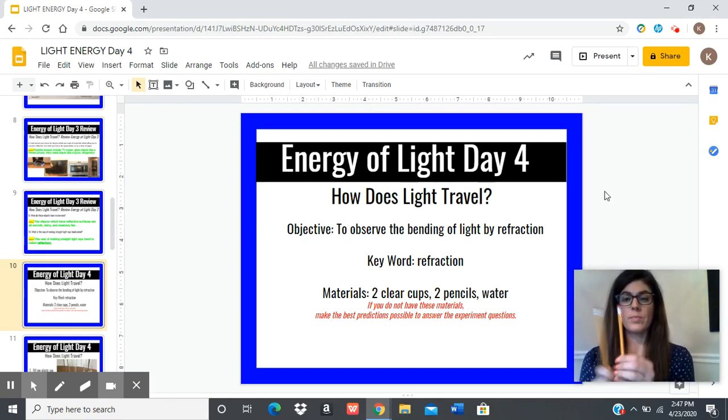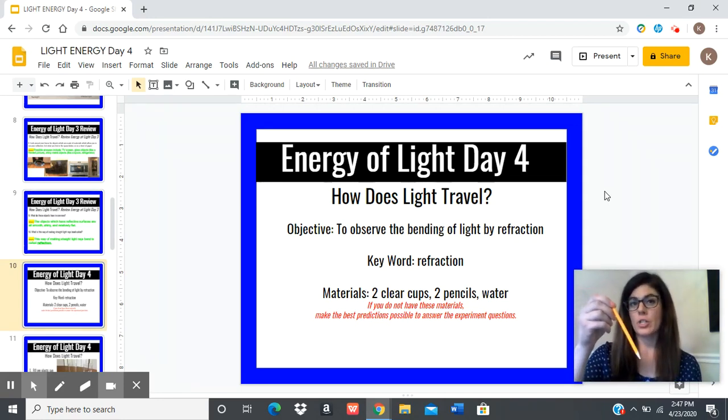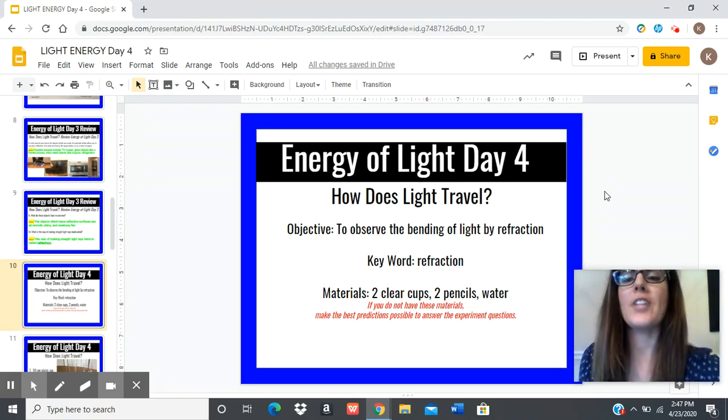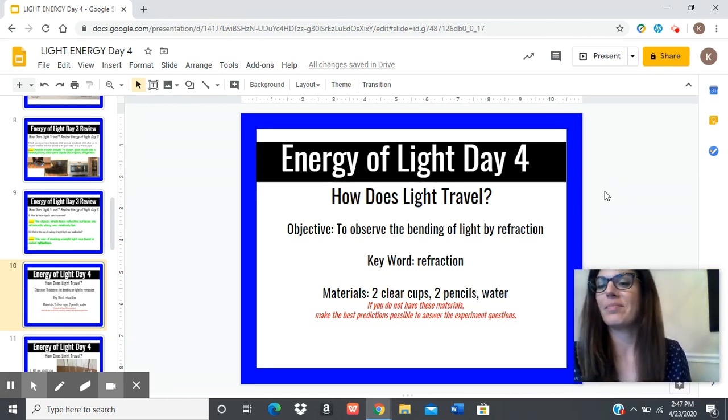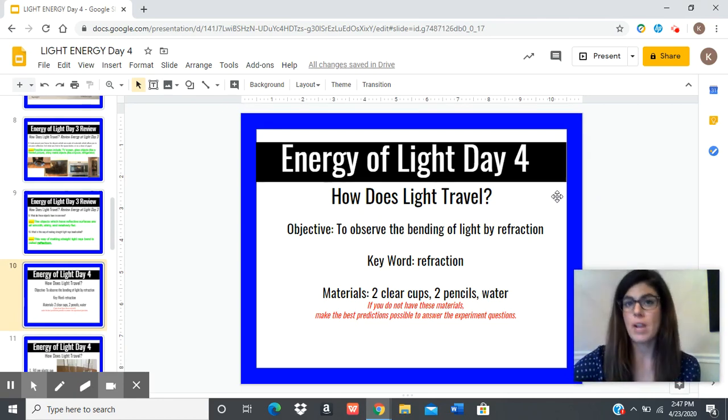Two pencils. In my experiment images in this slideshow, you're going to see these two pencils being used. But actually, if you use a smaller sharpened pencil, you will be able to see what you need to see in the experiment better. And you need water. Remember, if you do not have these materials, make the best predictions possible to answer the experiment questions.